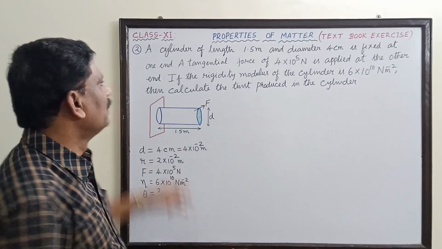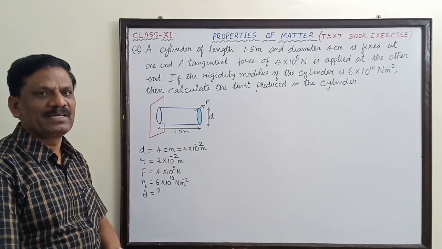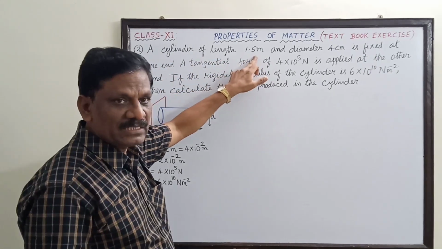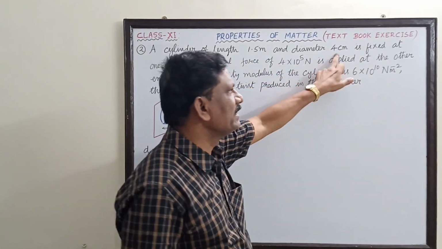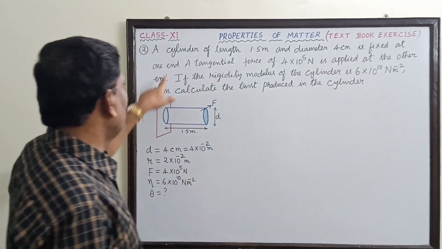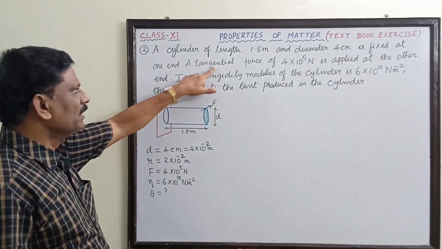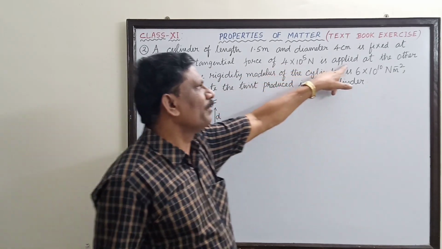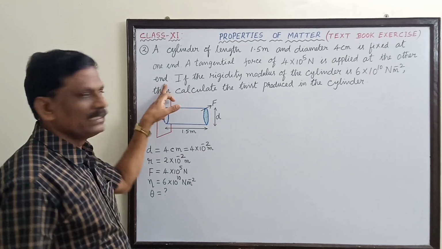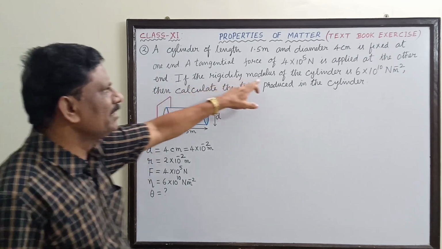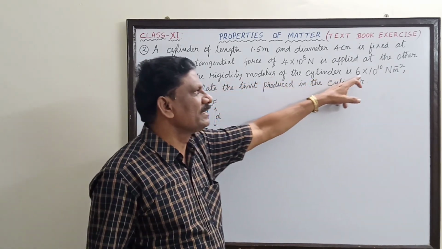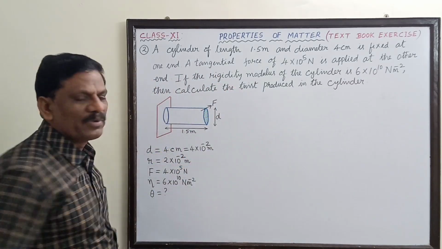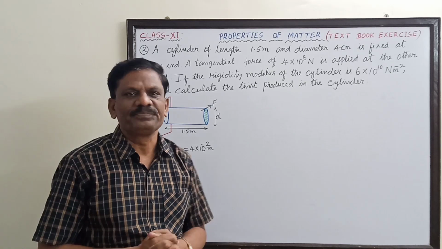Hi students, now problem number 2 in the exercise. A cylinder of length 1.5 meter and a diameter 4 centimeter is fixed at one end. A tangential force of 4 into 10 power 5 Newton is applied at the other end. If the rigidity modulus of the cylinder is 6 into 10 power 10 Newton per meter square, then calculate the twist produced in the cylinder.